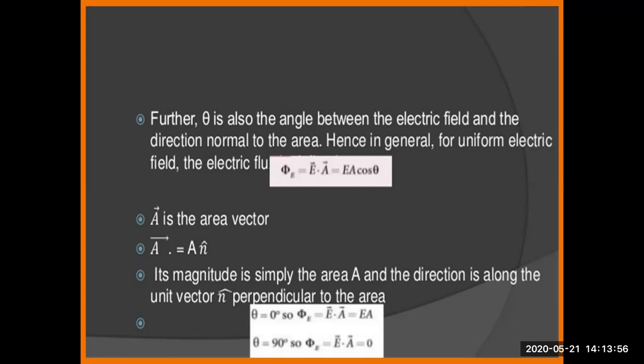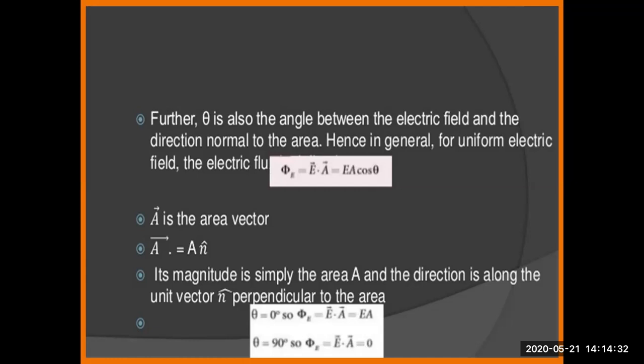So we can say if theta is 0, that is perpendicular, no tilting, so flux is EA cos 0, which is 1. The other way, if theta is 90, then phi equals E dot A is 0, because cos 90 is 0. So we will have to take the two values.